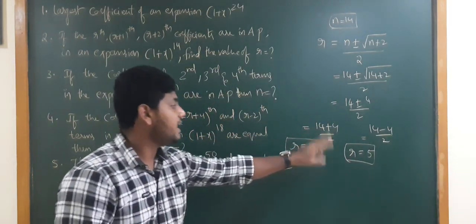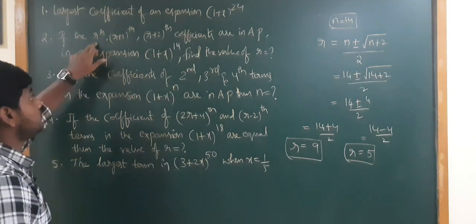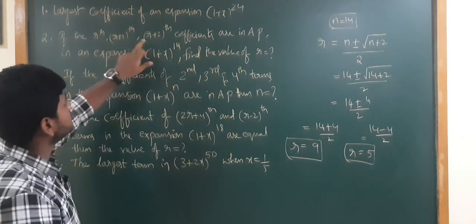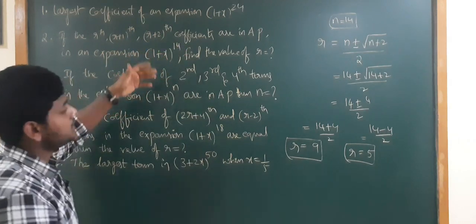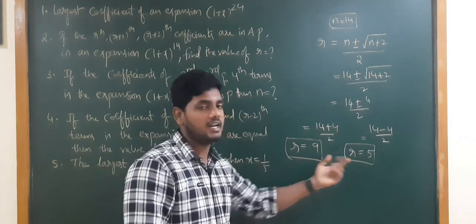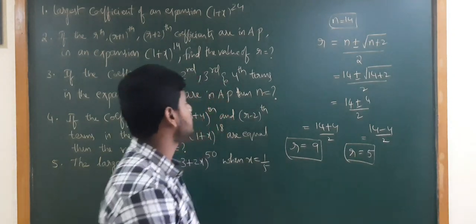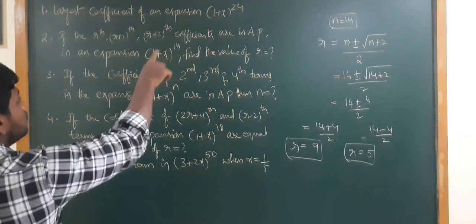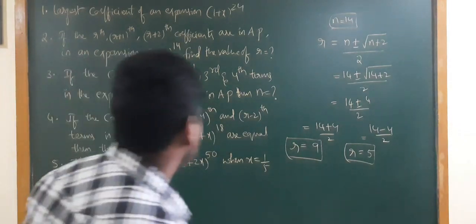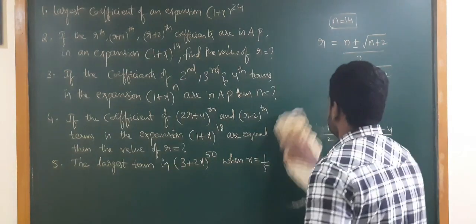That means if r is equal to 5, the coefficients of the terms at r, r plus 1 and r plus 2 are in AP. So like this we get the r values, r equal to 9 and r equal to 5. So these are the values of r if those coefficients are in AP in the expansion of (1 plus x) whole to the power of 14. If you want, you can check.